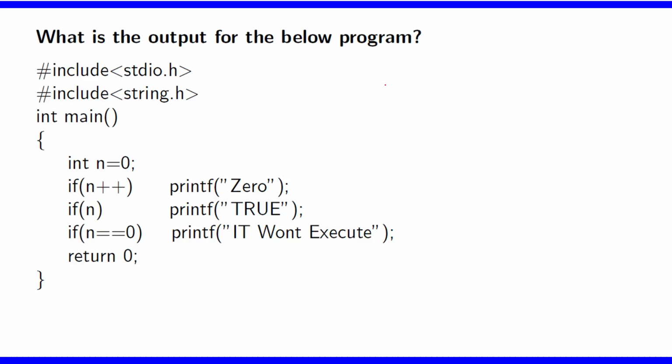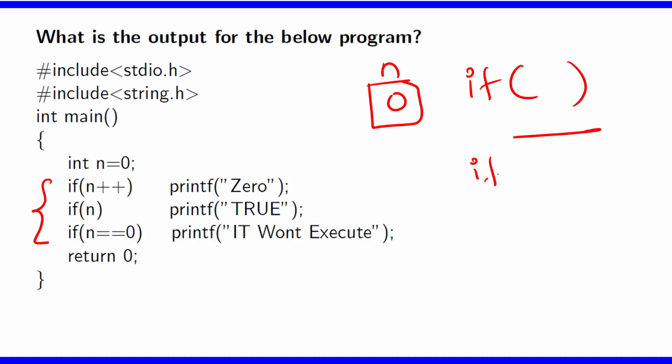See, n value is given as 0. Whenever you are solving a debugging problem in programming, you have to create a box like this and keep updating it here. You have to track the status of n. So see the first if, there are three simple if statements. They are all independent. So all three will execute. There is no else part here.